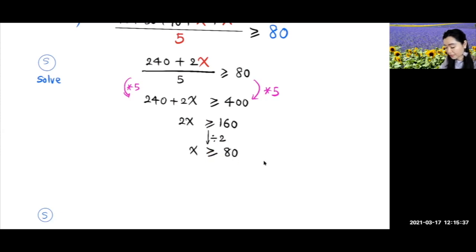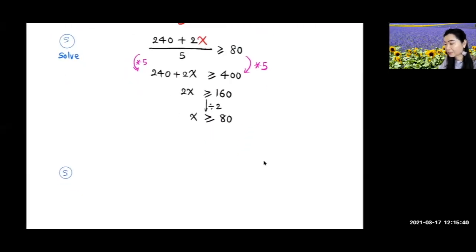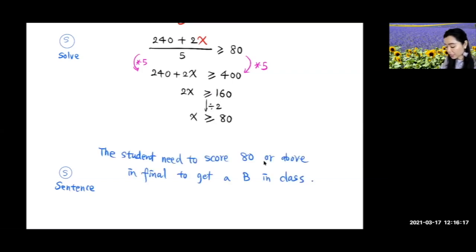So at the end, just like any other word problem, you write a complete sentence to answer the question. So the sentence could be like this. The student need to, oh, there's an S here. So the student needs to score 80 or above in the final to get a B in class. And then you're done.